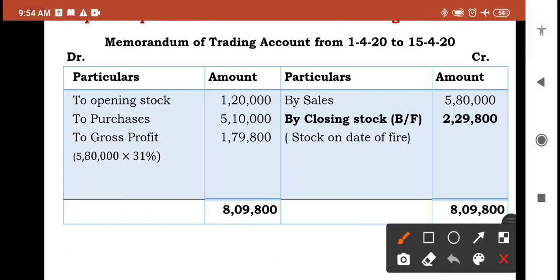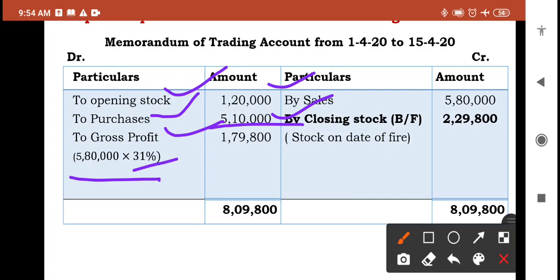Here first we have to record the opening stock, that is given in the question, 1,20,000. Next, purchases less returns, so we have mentioned purchases, that is 5,10,000. If any purchase returns are mentioned in the question, they are to be deducted, but in the question they already deducted purchase returns. After deducting, purchases is given, so the amount is 5,10,000. And next, gross profit we have calculated based on the sales. Sales is 5,80,000 into gross profit ratio we calculated as 31%.